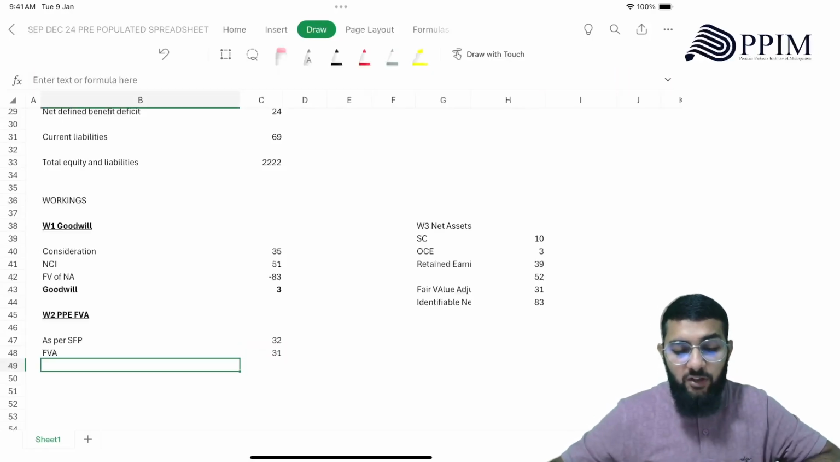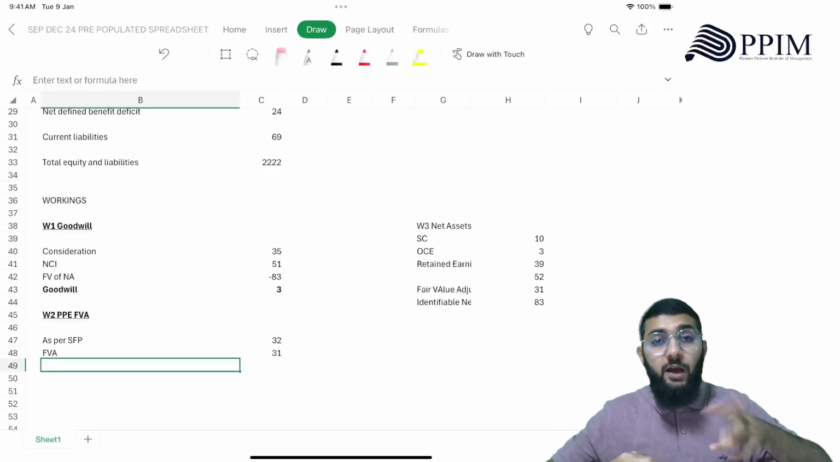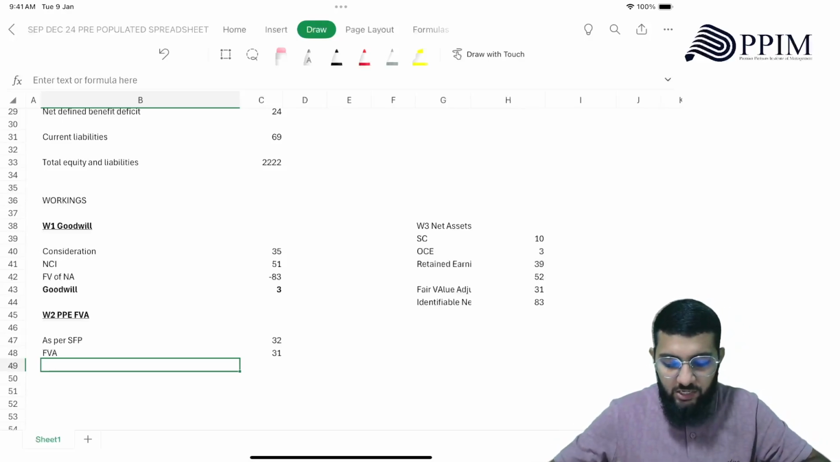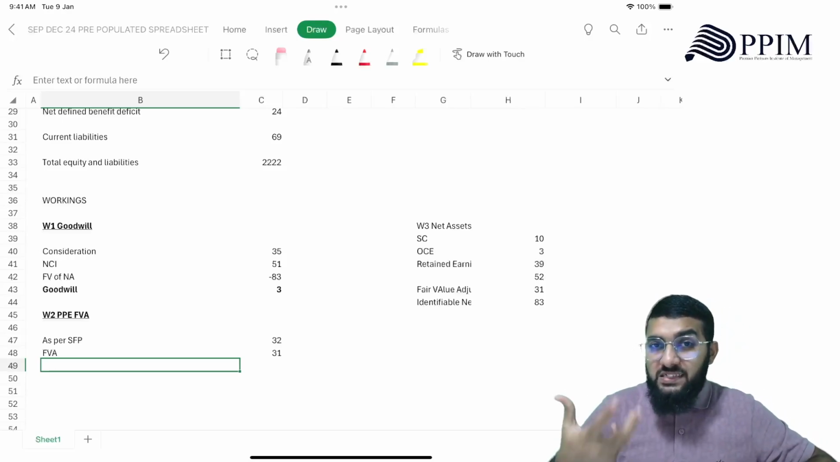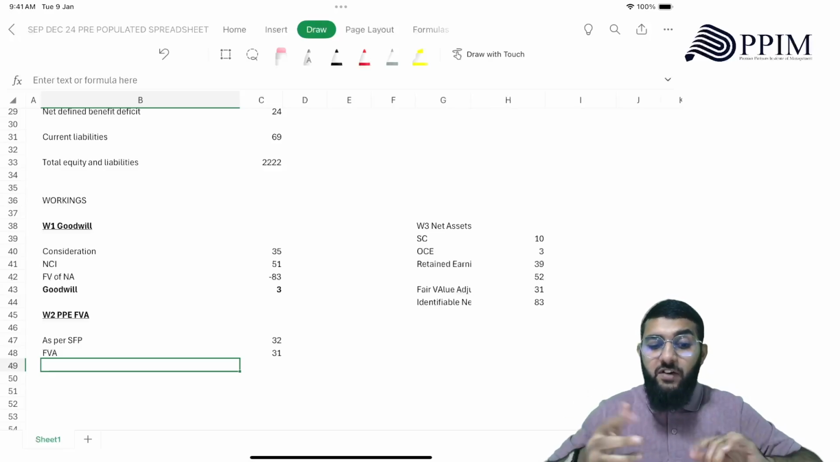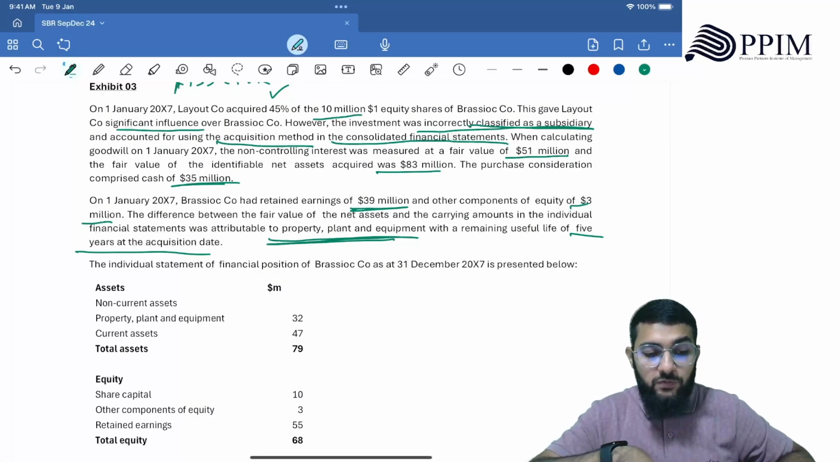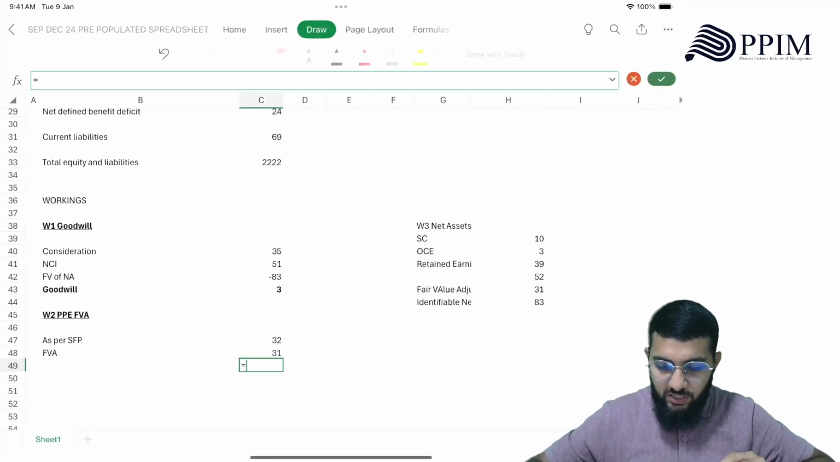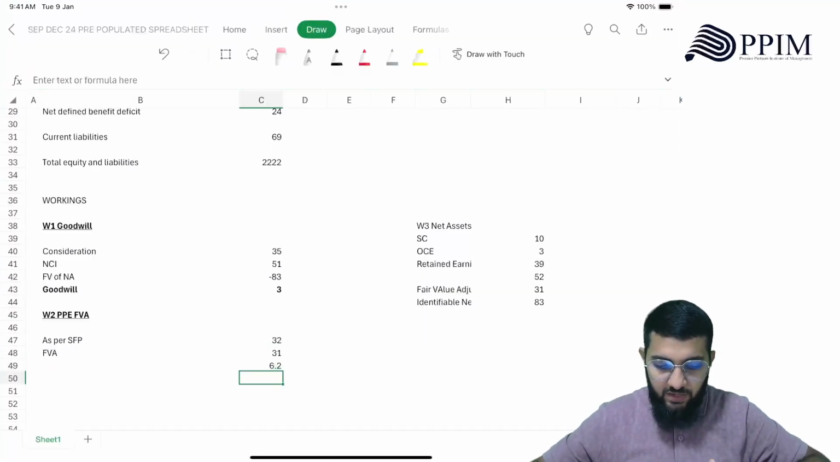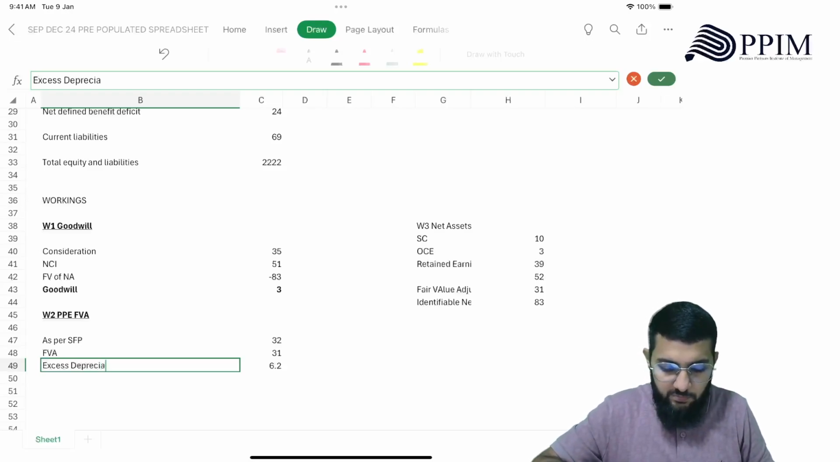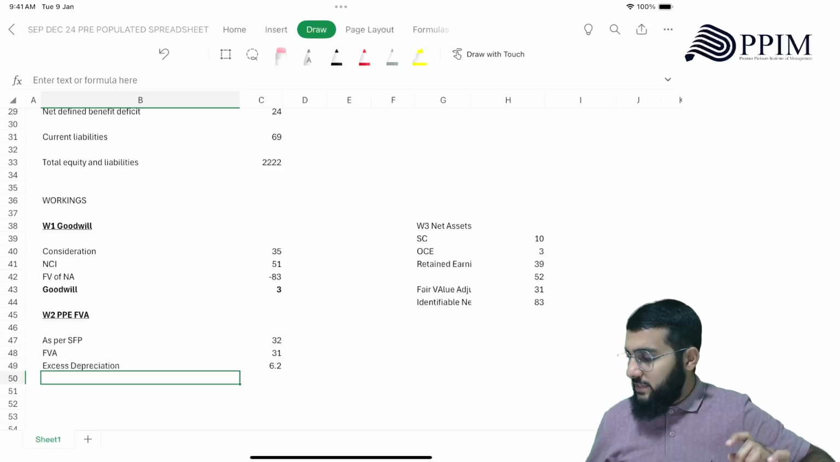Now when there is a fair value adjustment, there will be excess depreciation as well. How much is going to be the excess depreciation? Excess fair value, meaning the fair value adjustment divided by the remaining useful life, which is 5 years. That's what they're saying here. Remaining useful life of 5 years. So 31 divided by 5 is our excess depreciation. Okay, that's the excess depreciation.